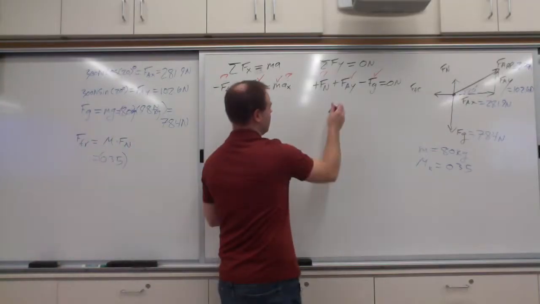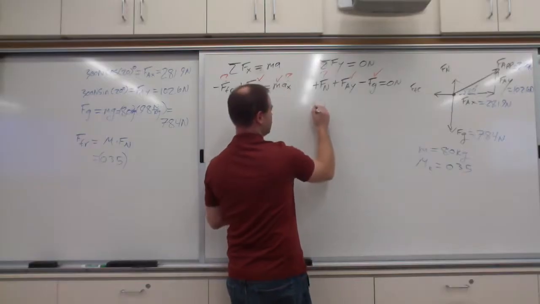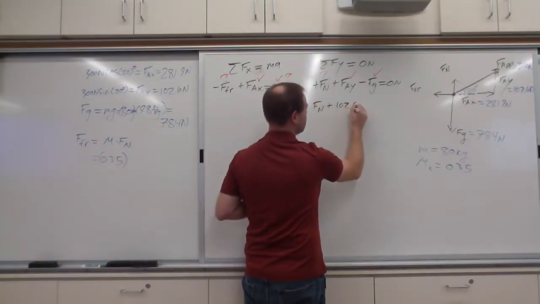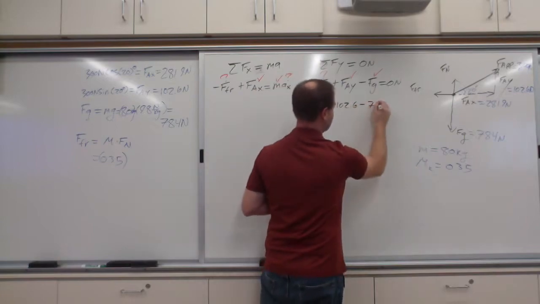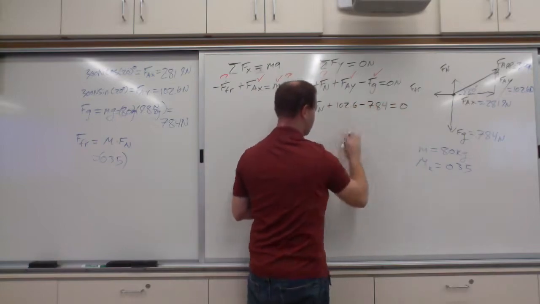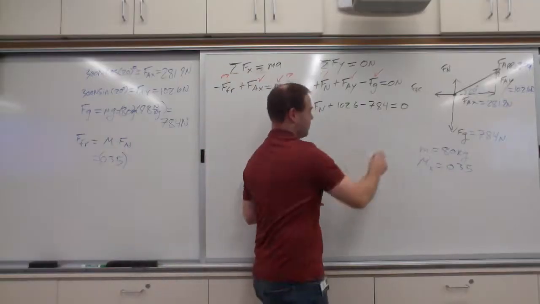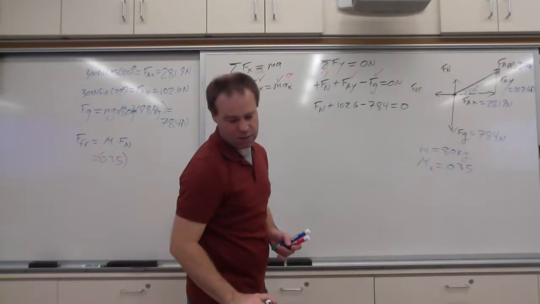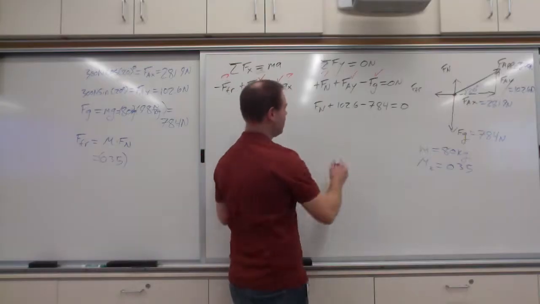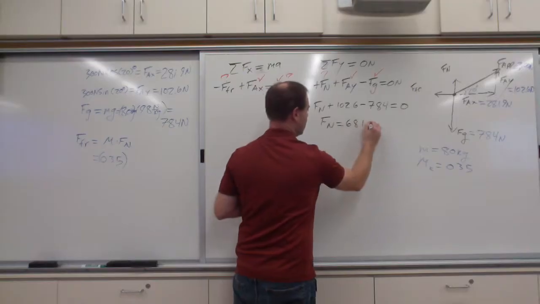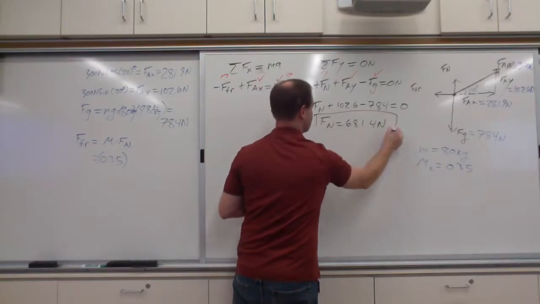So we'll dive into the y direction, and we'll say force normal plus force applied y, which is 102.6, minus force gravity, which is 784. Those combined equal 0 because they're balanced out. And when we add 784, subtract 102.6, we discover that our normal force is 681.4 newtons. So force normal comes out to be 681.4 newtons. There we go.